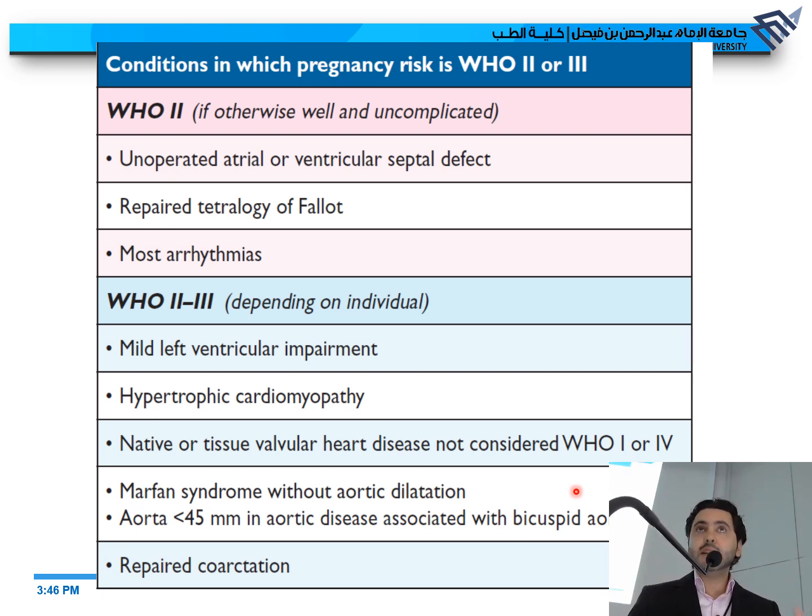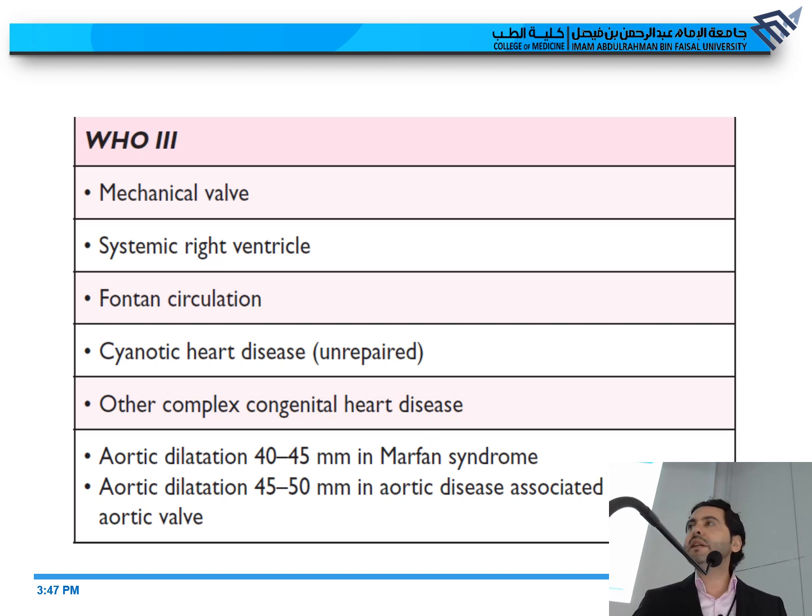If the aorta is dilated but less than 45 in a patient with bicuspid aortic valve disease, which is also associated with aortopathy, it is risky. Repaired coarctation, even repaired, is risky. Remember, we have an increase in the volume and a decrease in the afterload, so the gradient will keep increasing. Now, the serious group, who we should see frequently: mechanical valve. Normal heart, everything is normal, only having a mechanical valve, very risky. Remember the hypercoagulable status, so the risk of thrombosis of the valve is serious.